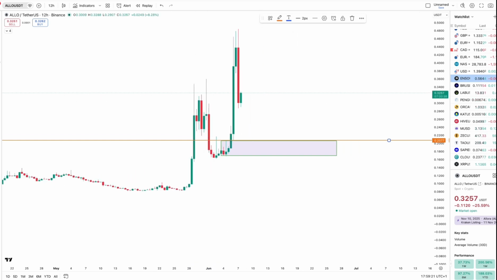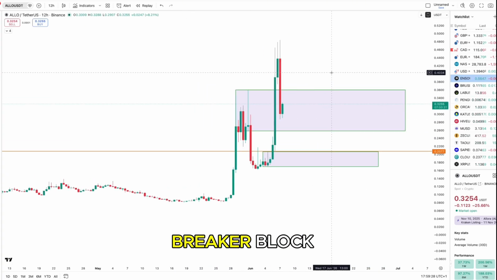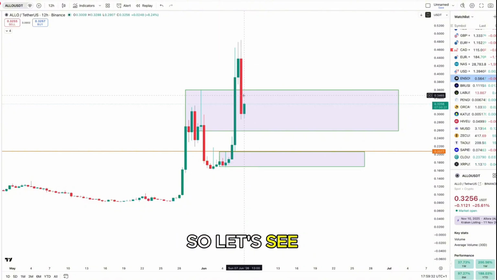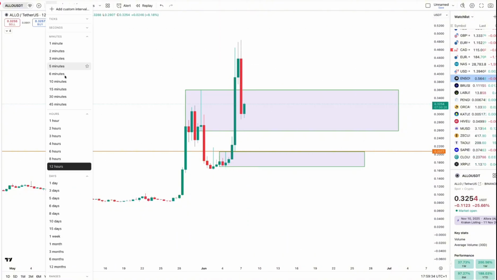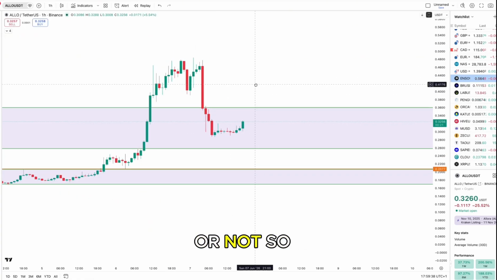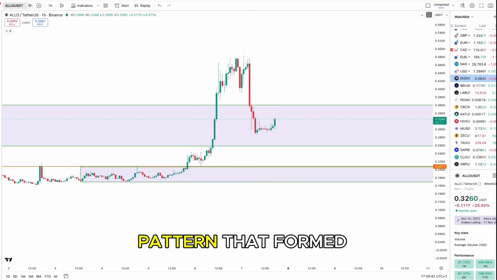So there is this zone, there is a breaker block on this zone. There is a breaker block. So price might react here or might react here. So let's see with our lower time frame if the market is ready to move on that first zone or not. On my 1 hour lower time frame, I didn't get any clear chart pattern that formed here.